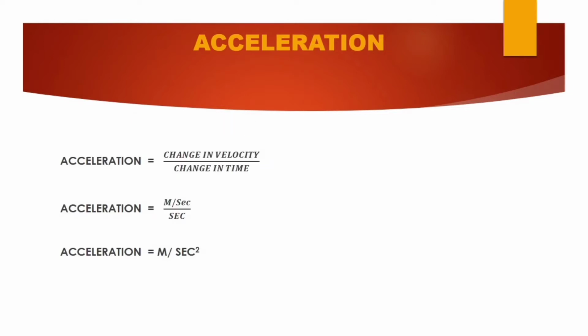What is the unit of velocity? Velocity is measured in meters per second, and time is measured in seconds. So acceleration would be meter per second divided by second. So the unit of acceleration is meter per second square.